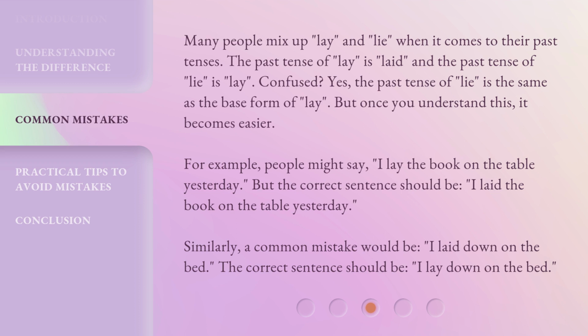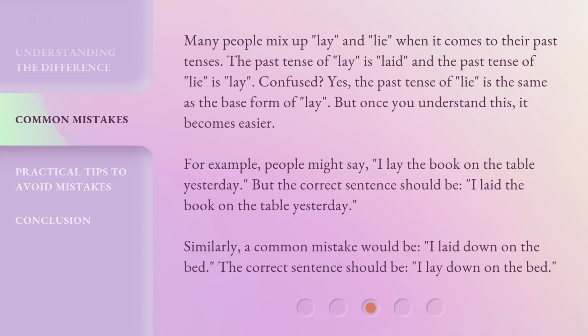Many people mix up lay and lie when it comes to their past tenses. The past tense of lay is laid, and the past tense of lie is lay. Confused? Yes, the past tense of lie is the same as the base form of lay. But once you understand this, it becomes easier.